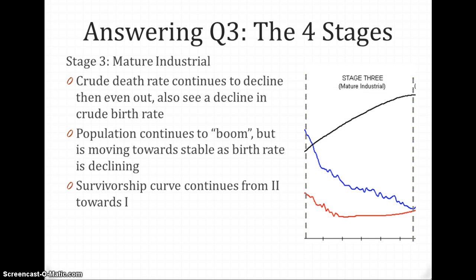Stage 3 is the mature industrial stage. Your crude death rate continues to decline, then evens out, and you also start seeing a decline in the crude birth rate. The population continues to boom, but is moving towards stabilizing as the birth rate is declining. And our survivorship curve continues moving from the type 2 survivorship curve towards type 1.